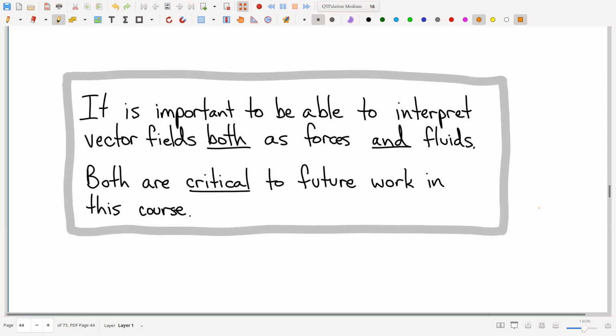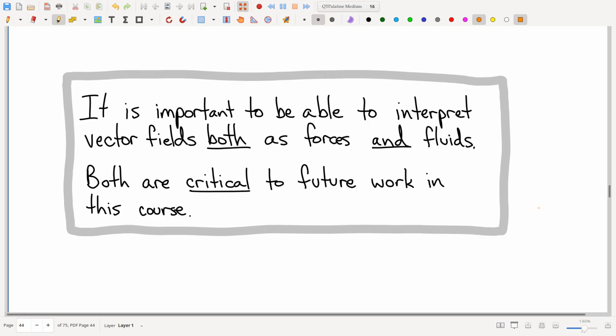Heads up, here's something I've noticed over the years. Some students taking this class, I don't want to paint with too broad a brush, decide right along in here that they like one of these metaphors better than the other. Some people decide, you know what, I like forces, I understand forces, this fluids thing is weird, I've never thought about fluids, I'm just going to think of everything in terms of forces.